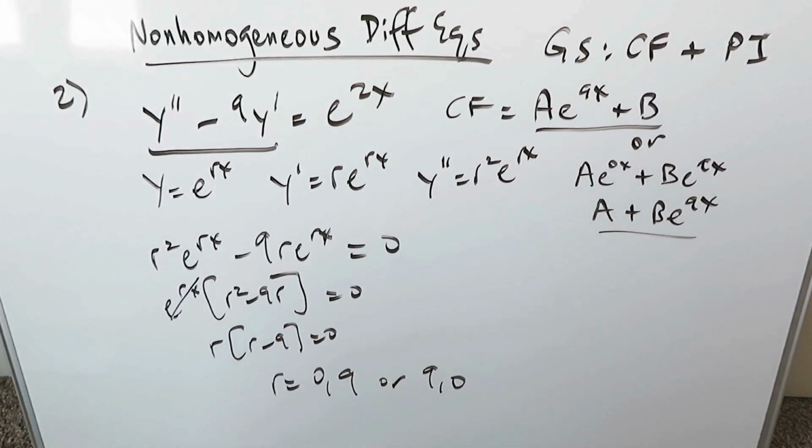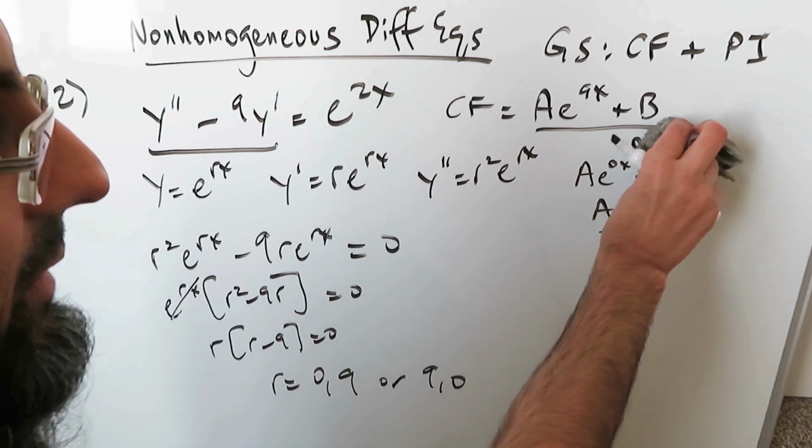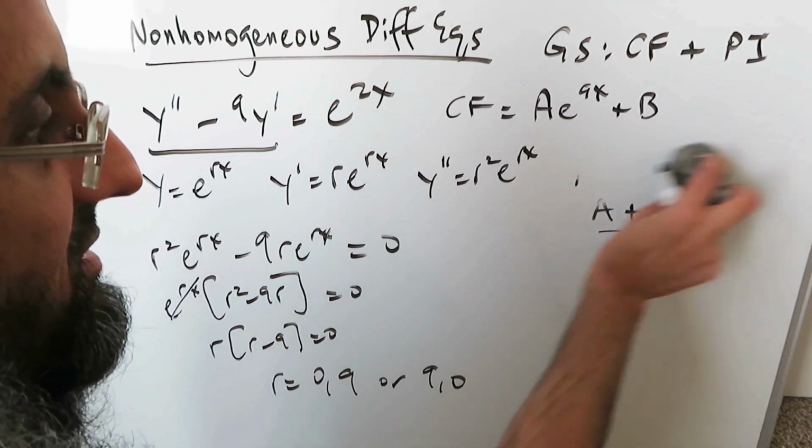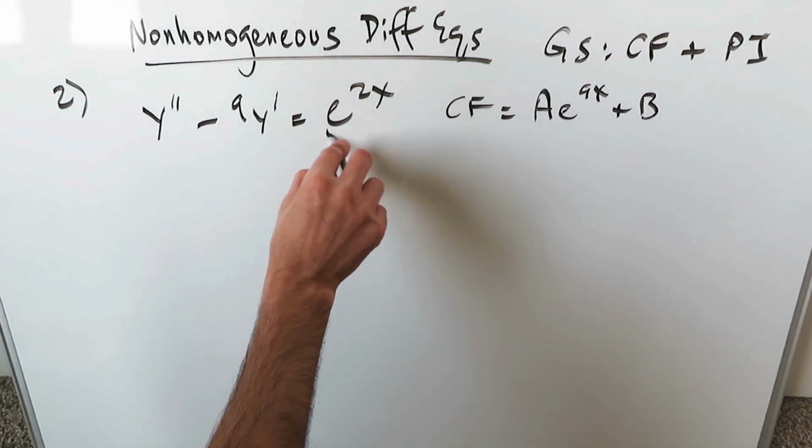It doesn't matter. Order does not technically matter over there because you're doing 0, 9 or 9, 0. I'll stick with what I have at the top, a e exponent 9x plus b. The exponential term going away because it became equal to 1 is irrelevant, and it doesn't matter. It doesn't spoil your solution in any way. Let's find our particular integral. We'll focus right over here.